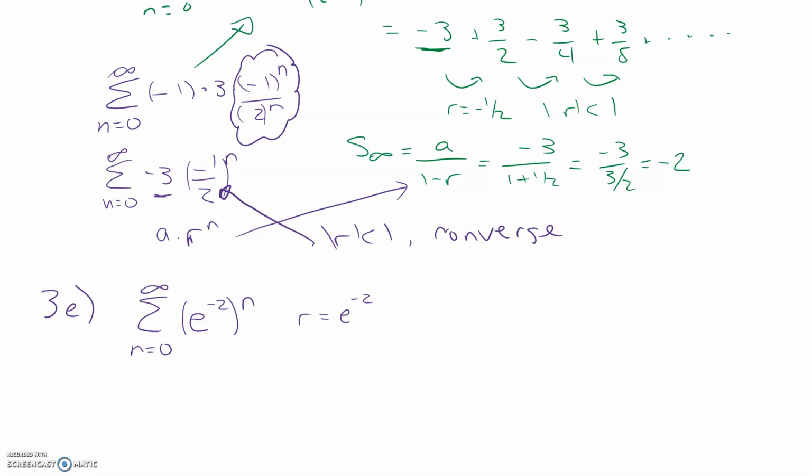We know our initial term, if we plug in 0, is going to be 1. Because this is actually 1 over e squared, we know it's less than 1. So therefore, we do know that it's going to converge. And therefore, the sum of the converging series is going to be 1 over 1 minus 1 over e squared. If you multiply top and bottom by e squared, just to get rid of the complex fraction, you're going to get something that looks a little bit like that.